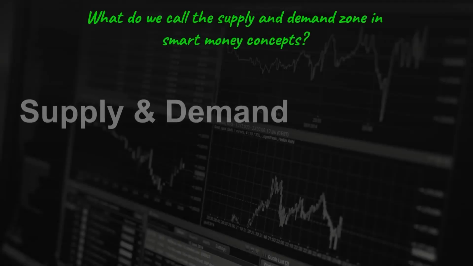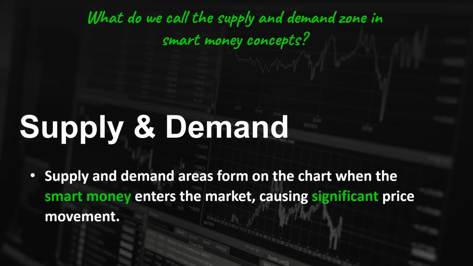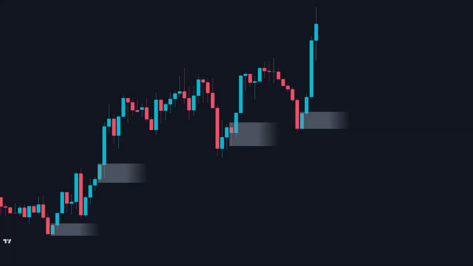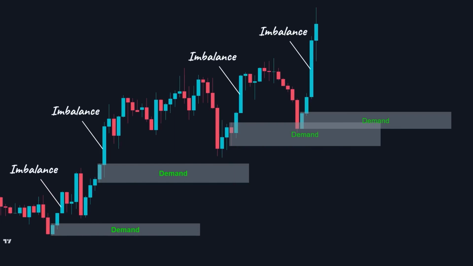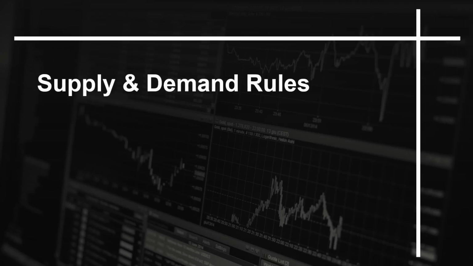So, what do we call the supply and demand zone in smart money concepts? Supply and demand areas form on the chart when the smart money enters the market, causing significant price movement. It is a zone where the price has rapidly pushed away from, so lots of orders have been placed there. But not every significant price reaction is considered a key supply and demand zone. We have multiple rules for identifying a key zone.